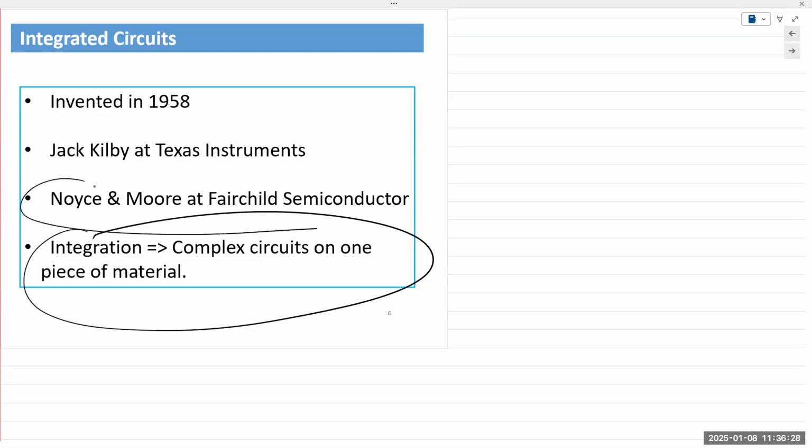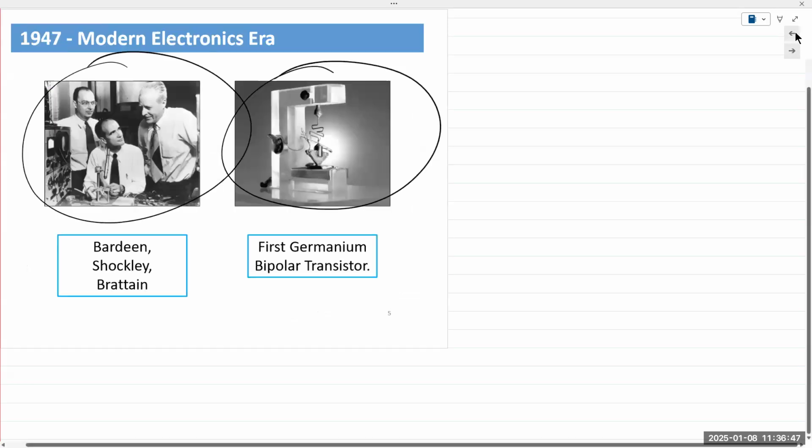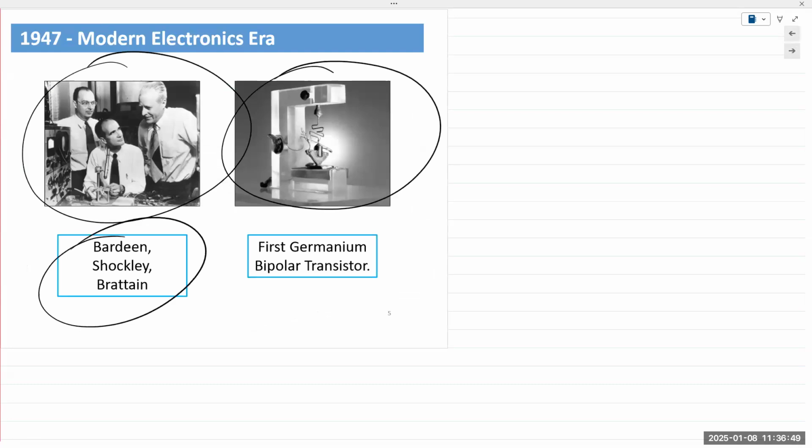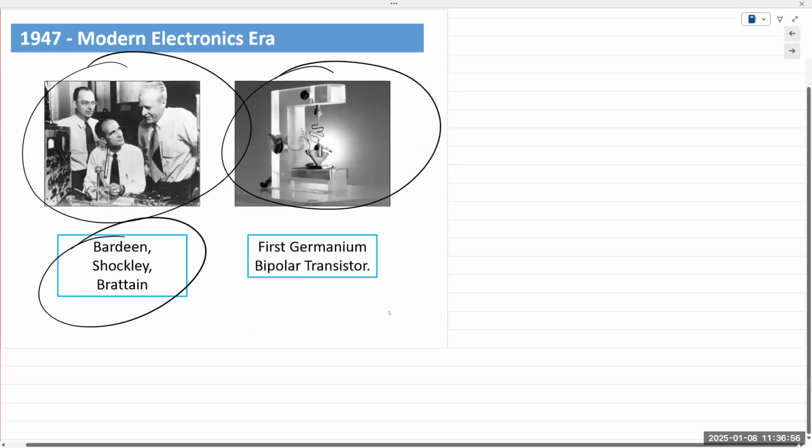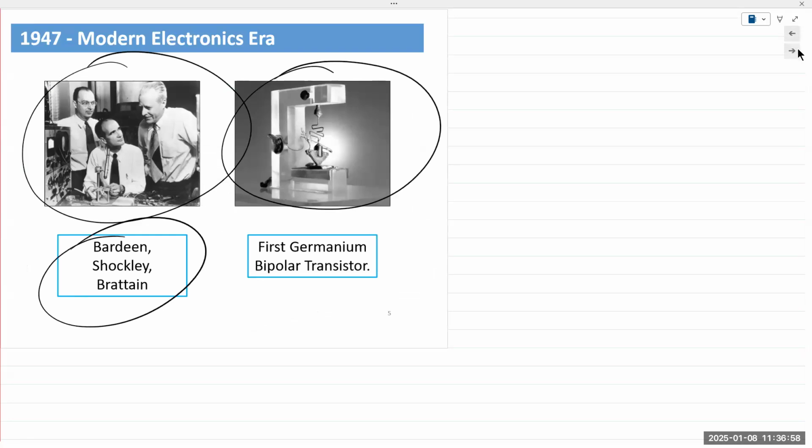And there's Noyce and Moore at Fairchild Semiconductor. That was a spin-off. During the early days of the semiconductor industry, this was even before the term Silicon Valley was coined, there was a lot of movement everywhere. So the three inventors of this transistor, they had a falling out. Everybody's ego got in the way. They had a big falling out, and they all went their separate ways.